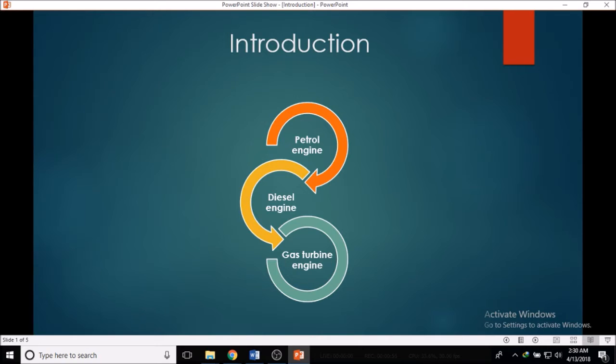Okay, next is diesel engines. The diesel engine is known as the CI engine, named after Rudolf Diesel. It is an internal combustion engine in which ignition of the fuel, which is injected into the combustion chamber, is caused by the elevated temperature of the air in the cylinder due to mechanical compression. Diesel engines work by compressing only the air.